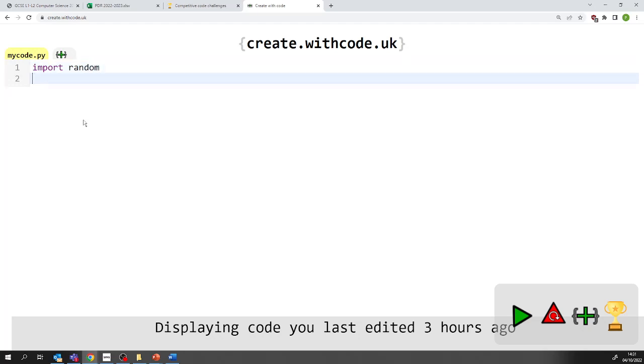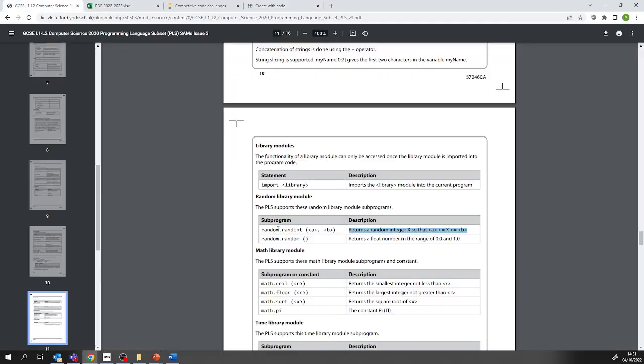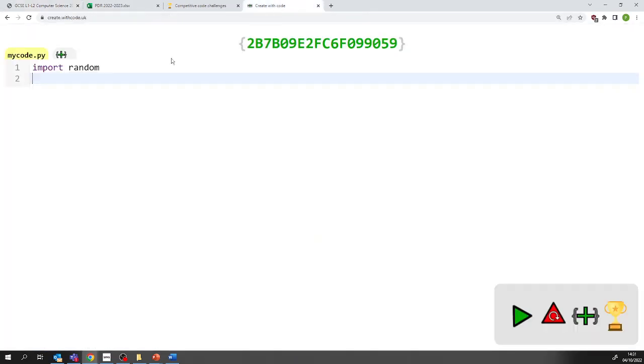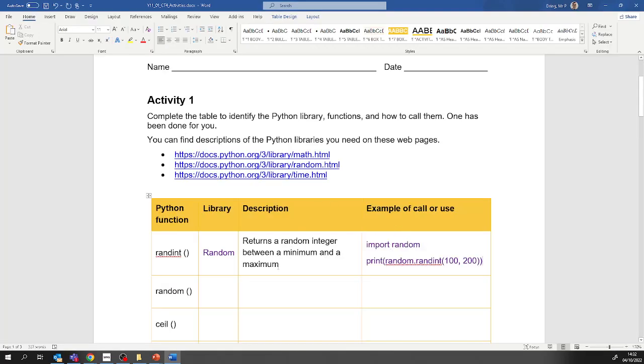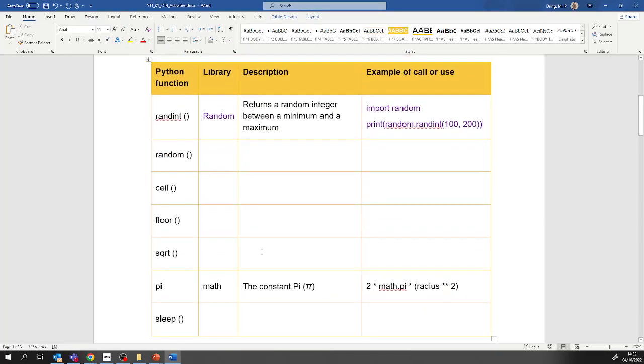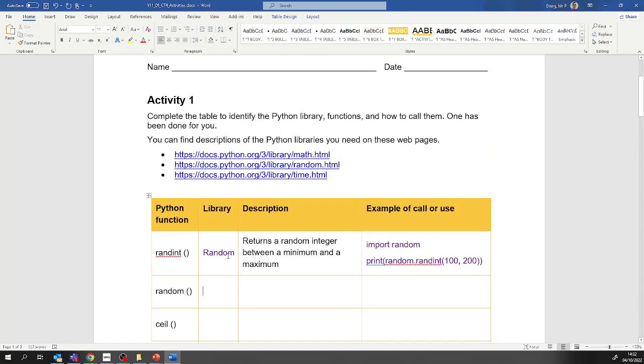Import random. Let's have a look and see what it says. It's got two arguments that you pass. The first is the minimum, the second is the maximum. So if we have a number between 100 and 200, hopefully each time we run it, we get a different random number. So that is the type of thing that we want to see over here. Okay, so experiment with these, read up in the PLS. You can copy and paste and adapt it to make it clear. This should be the random or time, I think those are the main ones actually. Just random and time. Oh, and math, sorry.